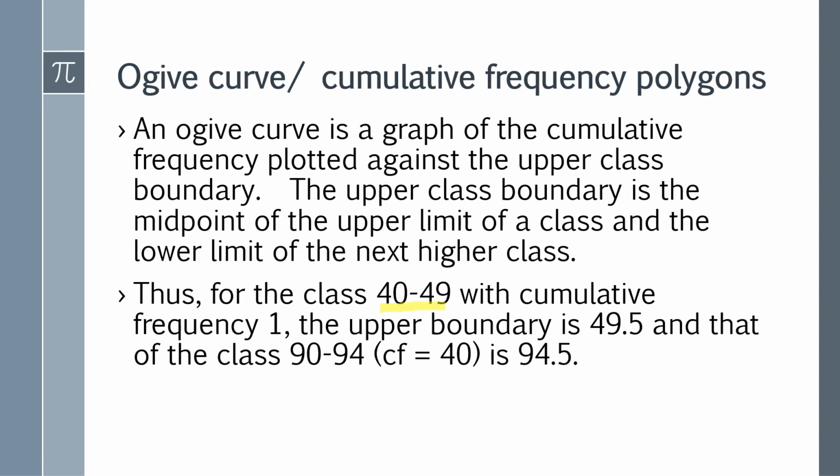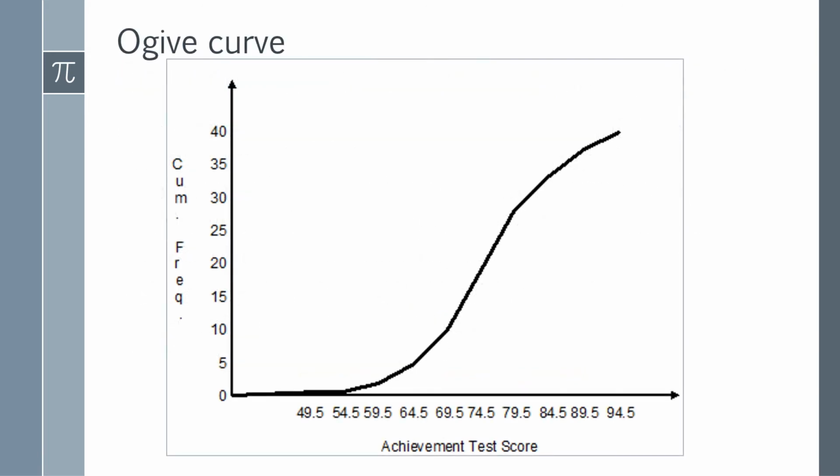Okay, so for example, a class of 40 to 49, which has been reflected in the lowest class sa ating frequency table kanina, has a cumulative frequency of 1, and the upper boundary is 49.5, and the class of 90 to 94 has a cumulative frequency of 40, and the upper class boundary is around 94.5. So in your ogive curve, ano nga ba ang ogive curve?